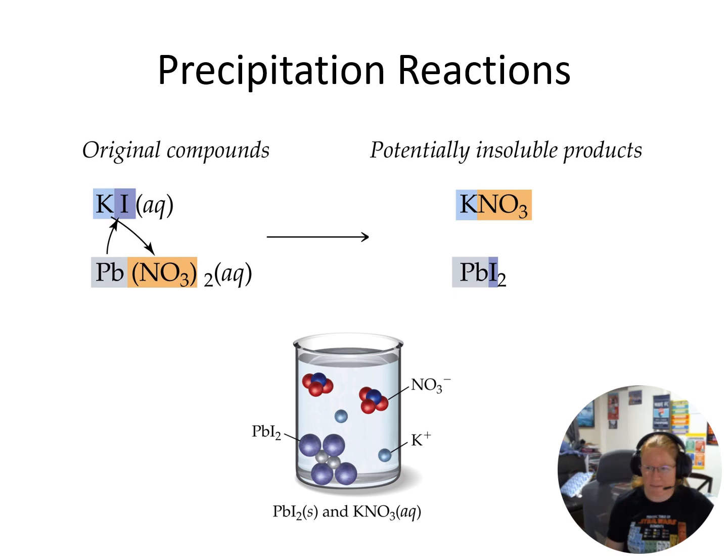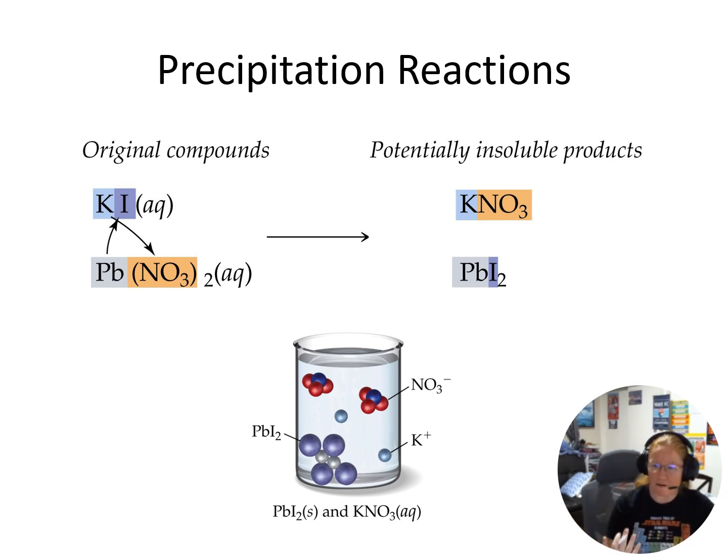So we know with our precipitation reactions that we take our ions, we take our other ions, we mix them together, and if something is insoluble, it will precipitate out. And so we can look at our solubility rules to figure out what might come out of solution. And so from our solubility rules, we know that our group 1A compounds are soluble. We know that our nitrates are soluble. Therefore, potassium nitrate is soluble.